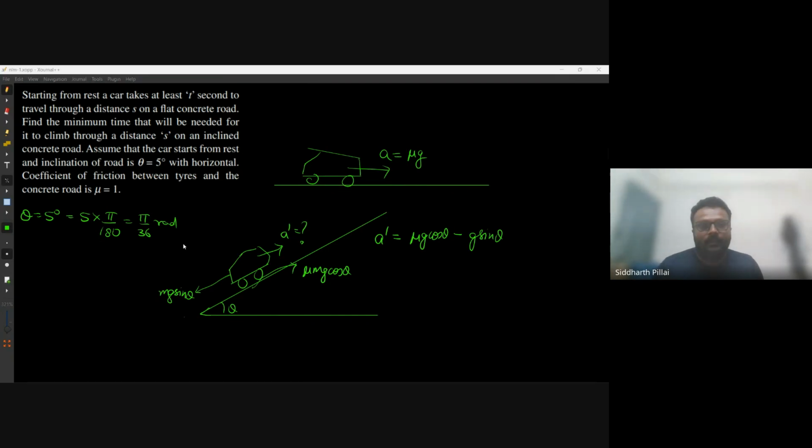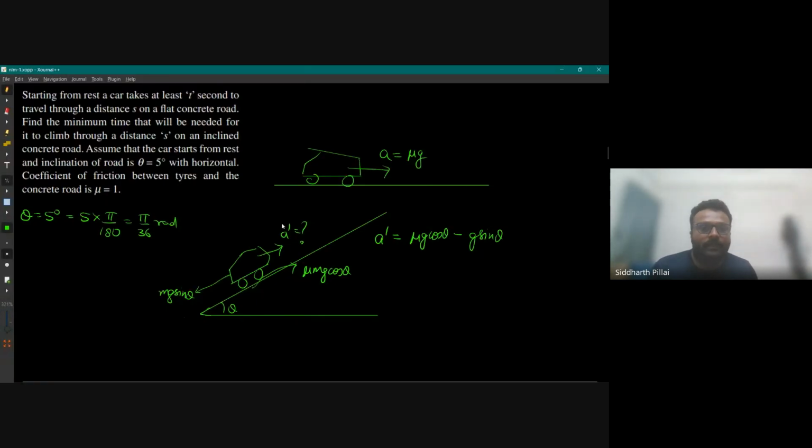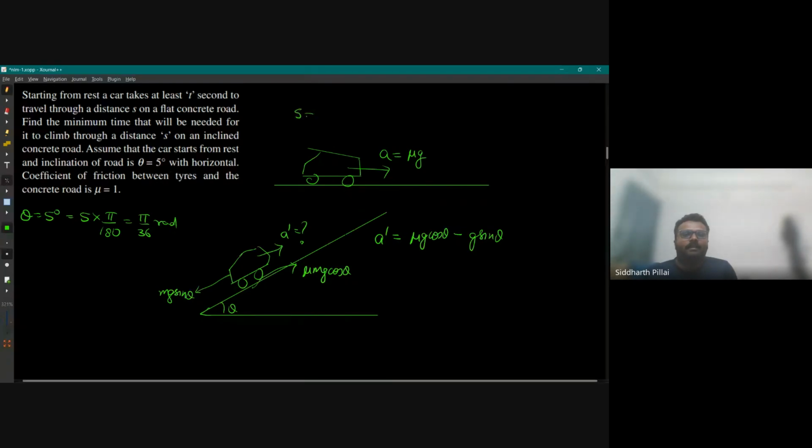Okay. Couple of minutes to work it out. You will not get s in the final answer, right? You are equating both the distance s. On the flat plane, s is equal to half a t square. On the inclined plane, the distance s is equal to half a prime t prime square. So just equate the two s, right?